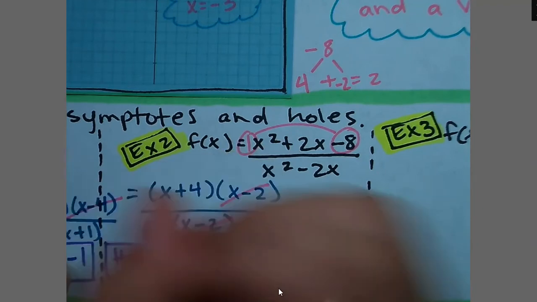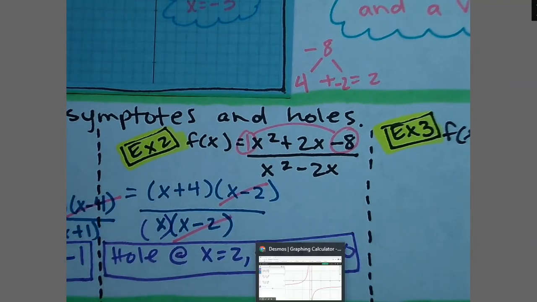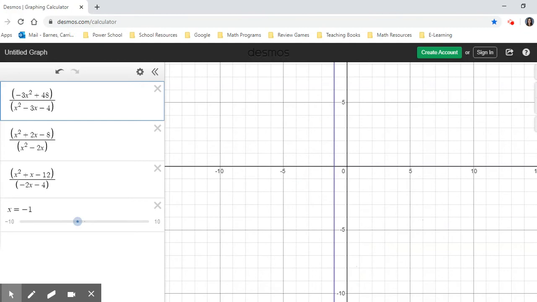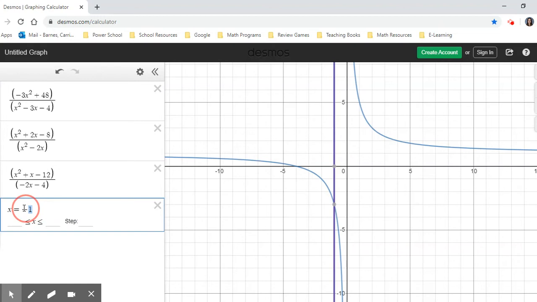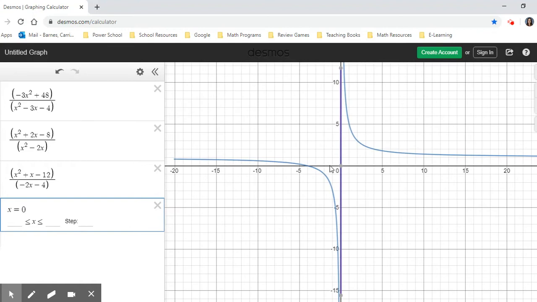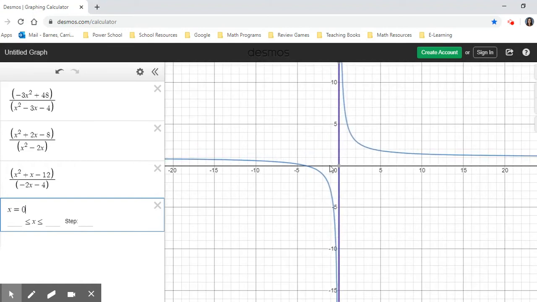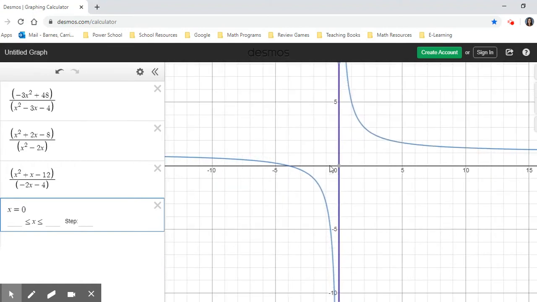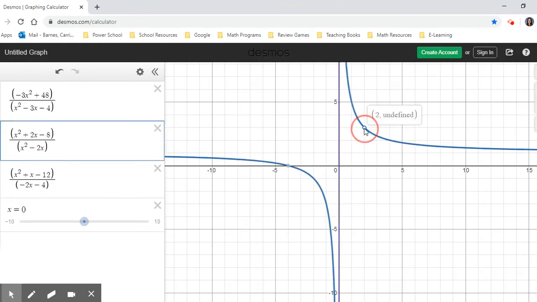All right, and let me just show you graphically. So this one, I also have it typed in. Our vertical asymptote was at x equals 0, and you can see that this is the line that it's approaching but never touching. And then it has a hole at 2. So let's check and see if it's at 2, which is right here. There it is. Okay, so you can see that there is indeed a hole at 2.